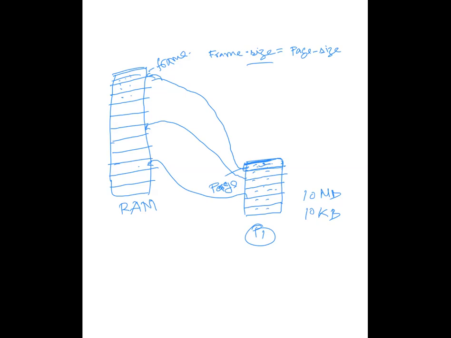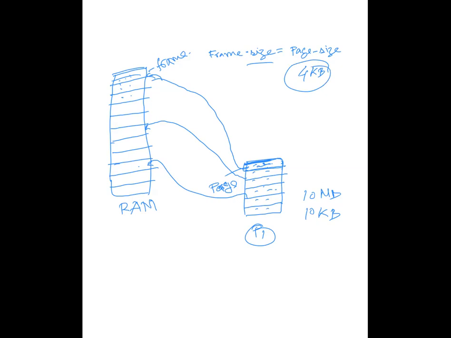Now, what would the page size and frame size be in modern computer systems? Usually, in most cases, it is 4 KB. They manage 4 KB for the page, as well as 4 KB for the frame. This is the standard page and frame size.